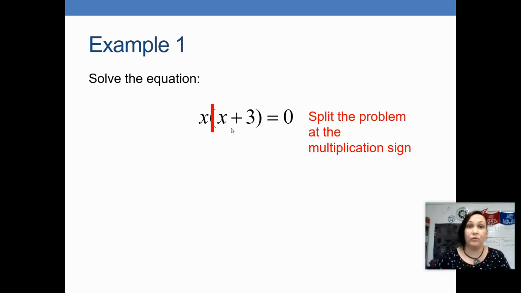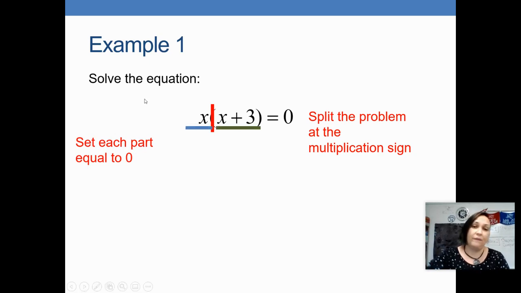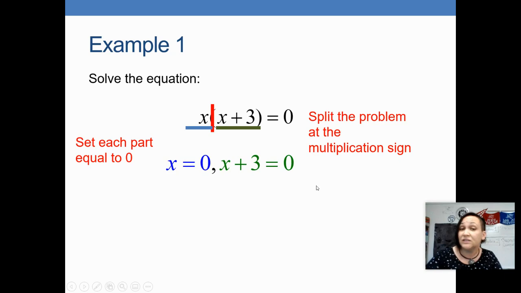So the first part would be my letter x. And so I'm going to take my letter x and I'm going to set it equal to 0. And I'm going to say, what if the x was 0? But then I also need to say, but wait, maybe the x is not 0. Maybe the second part is 0.